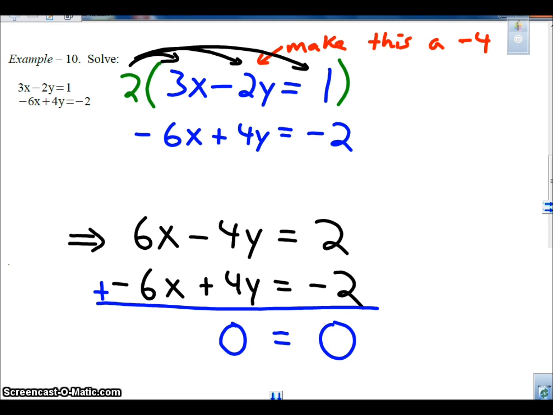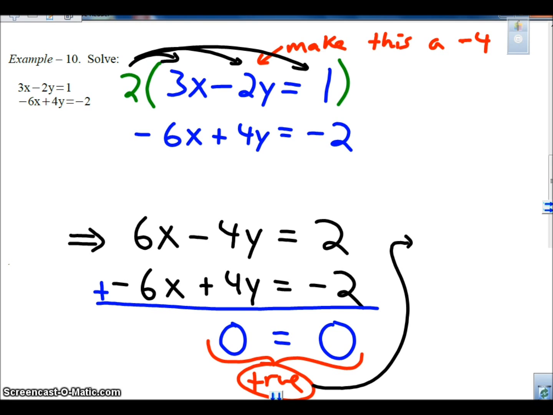On the right-hand side, we also end up getting 0. We get 2 minus 2, which also gives us 0. And so our final result here is that 0 is equal to 0. This is always true, which means that we have a dependent system. We have an infinite number of solutions. So if this had come out false, we would have an inconsistent system with no solution. But because it comes out true, we have an infinite number of solutions, which makes it dependent. It's still consistent because there are solutions to the equation.